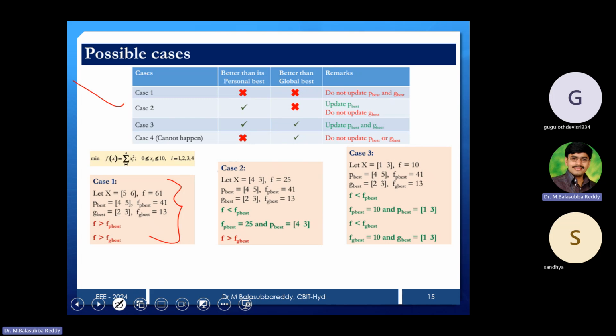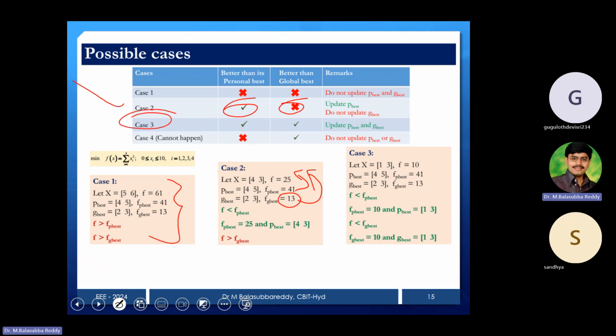Now we'll come to case 2. In case 2, 41 is compared to 25. 25 is best. That's why P best is marked with a tick mark, which means we updated the P best. Whereas here, 13 is compared with 25. Therefore, 13 is the minimum only, so we don't want to change the G best.